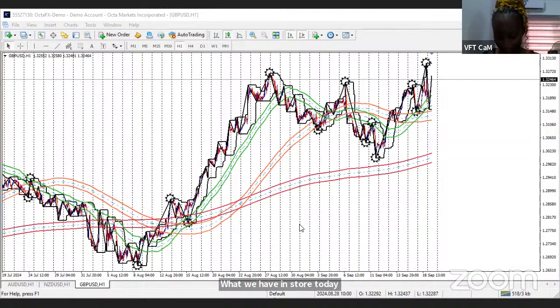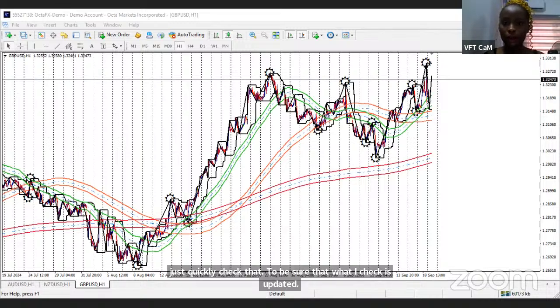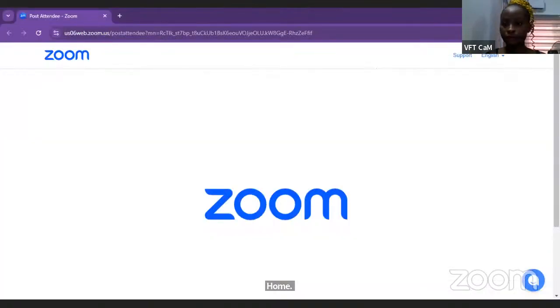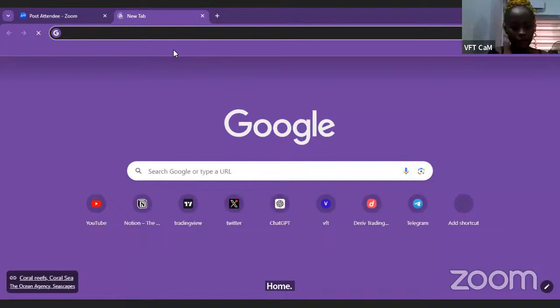So currently we have a clear economic theme playing out, being the risk on moves. So we're seeing more volumes going into pairs like AUD and NZD. Let me just quickly check that to be sure that what I checked is updated.